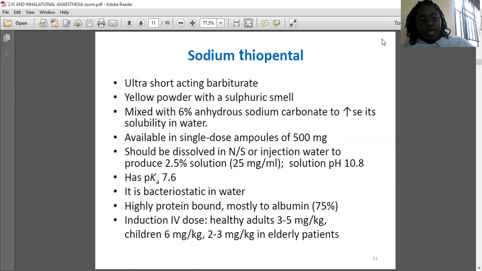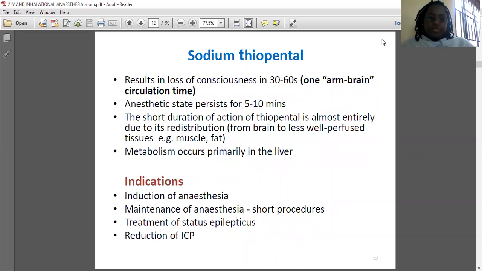And then we have the induction dose. The IV dose for healthy adults is 3 to 5 milligrams per kg, and in children it's 6 milligrams per kg, and for the elderly, we have 2 to 3 milligrams per kg. I tried to look for why the dosage in children is high, but I failed to get any reason. So I guess they did their tests and found that that's the effective dose in children, or children metabolize it faster. Maybe. So I didn't find a reason, that's why I don't have an explanation for that.